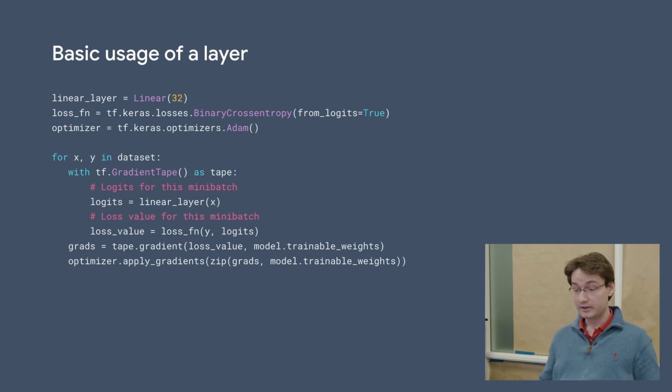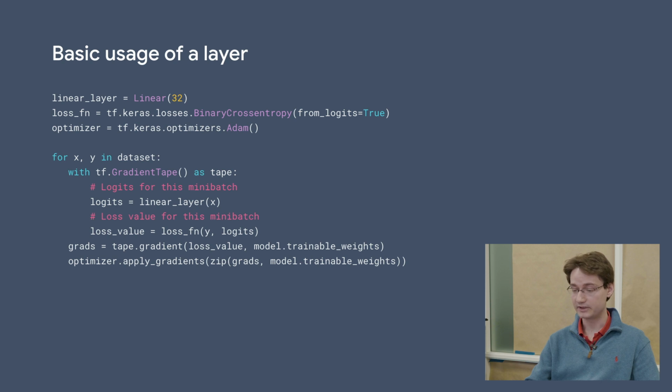And this is the most basic way in which you can be using a layer. You would just instantiate it, grab some loss function, which could be anything, grab some optimizer, iterate over some data. So you have input data and targets, open a gradient tape, call the layer inside the gradient tape so that the operations done by the call method are recorded on the tape.